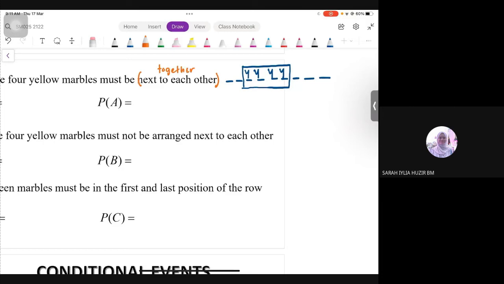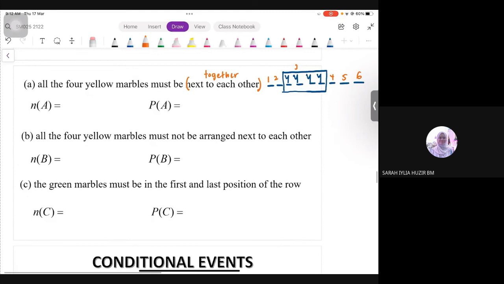Okay, so now kita ada tinggal berapa box? 1, 2, 3, 4, 5, 6. We have 6 spaces left, that is the place that we need to find the arrangement. So dia akan jadi 6P6 or 6 factorial. Okay, but then between yellow marbles itself, you can rearrange all 4 of them. So times with 4 factorial ataupun nak buat 4P4 boleh, sama maksud.